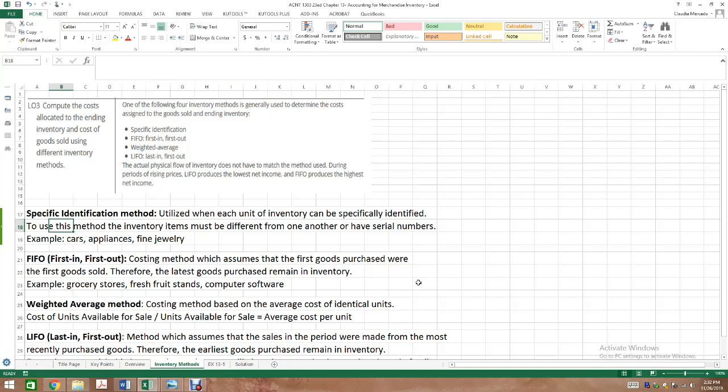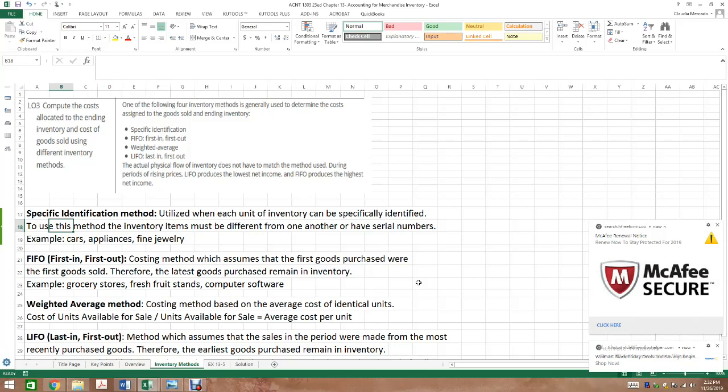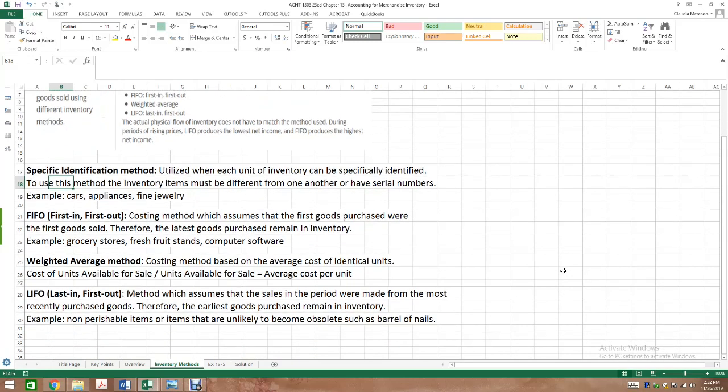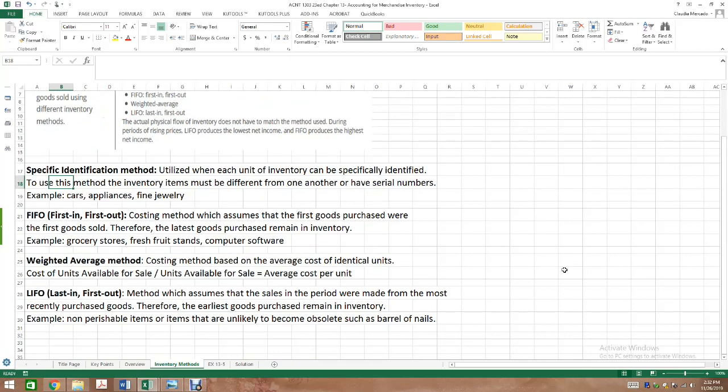Computer software or maybe cell phones, okay? Nowadays, they come up with a brand new cell phone every 3 to 6 months, okay? You want to make sure that you're always selling your oldest merchandise, okay? You get the new merchandise in, well, what happens to your old merchandise? It loses value, okay? So this is good for when an item is either perishable or it runs the risk of becoming obsolete, okay?